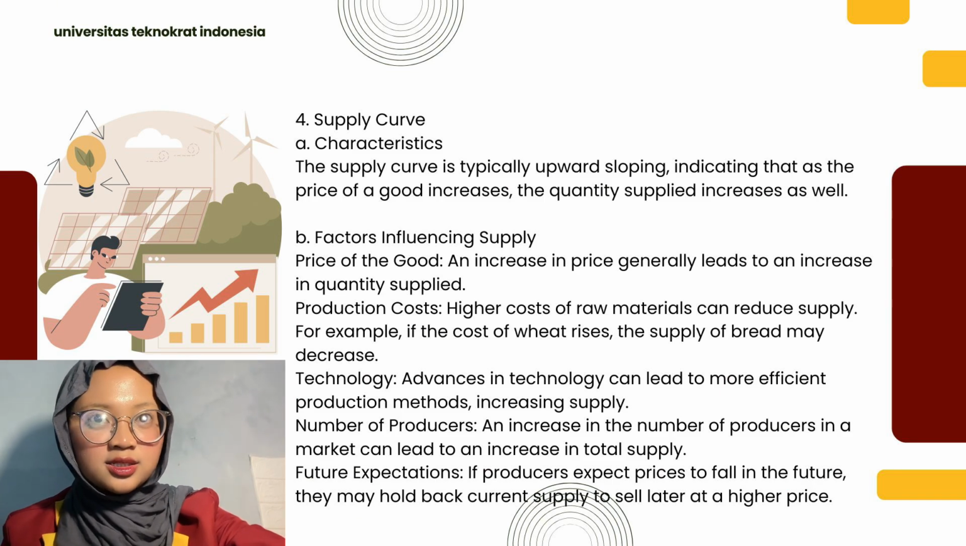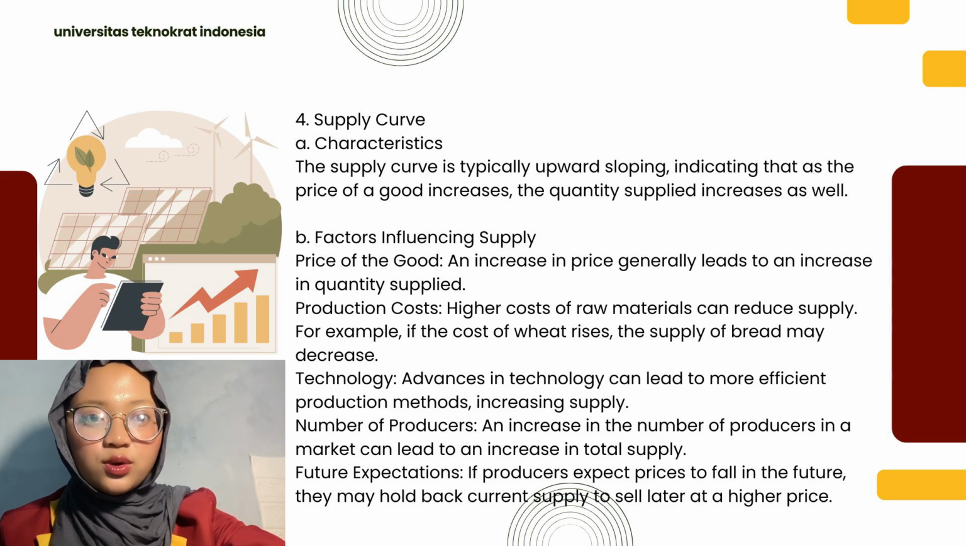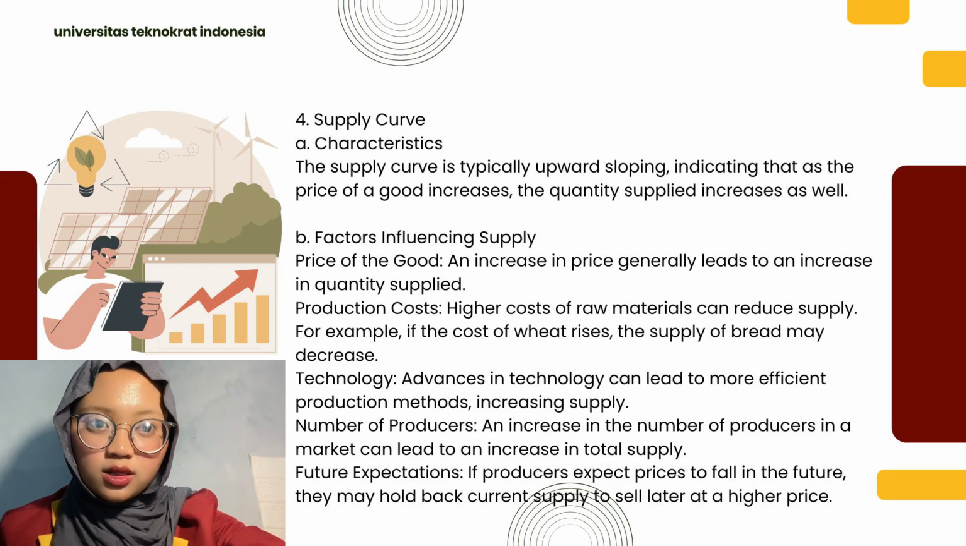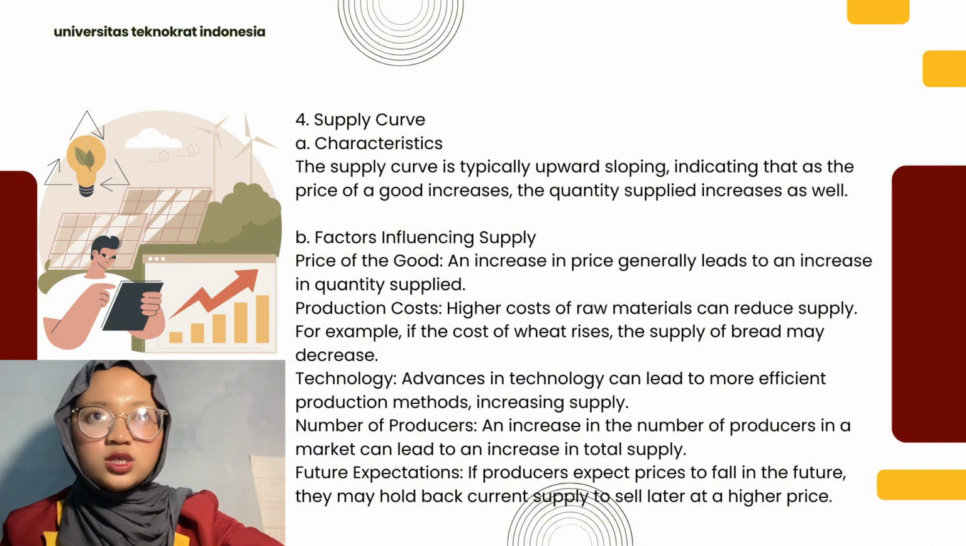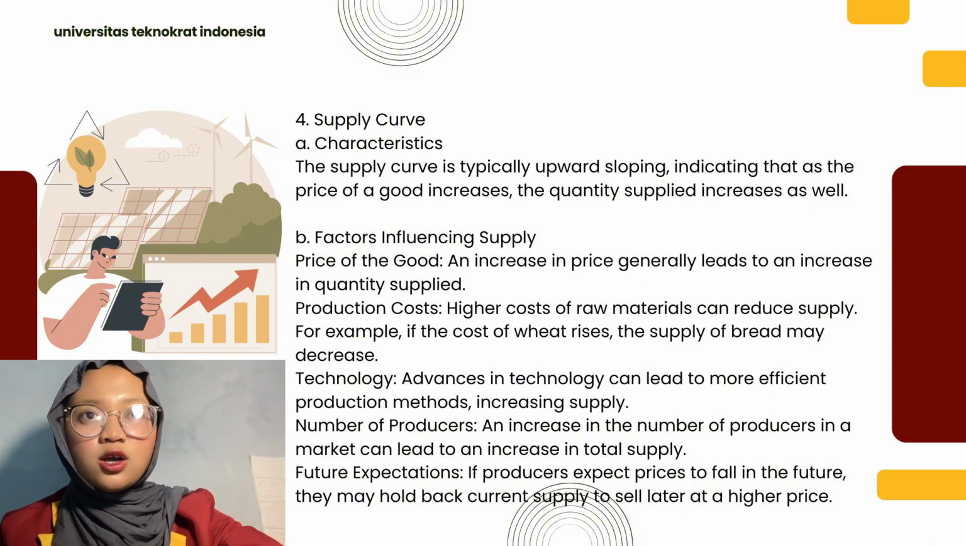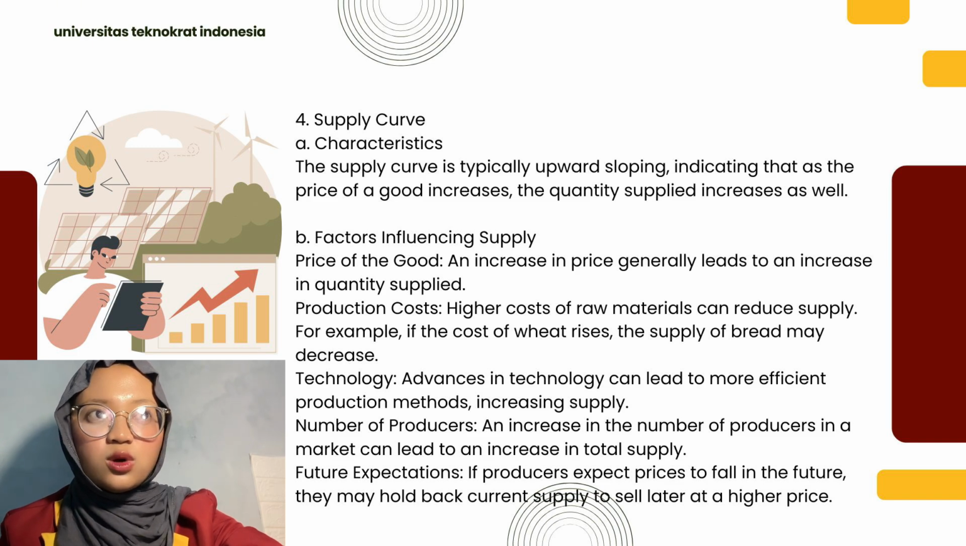4. Supply curve. A. Characteristic. The supply curve is typically upward sloping, indicating that as the price of a good increases, the quantity supplied increases as well. Factors influencing supply. Price of the good. An increase in price generally leads to an increase in the quantity supplied. Production costs. Higher cost of raw material can reduce supply.